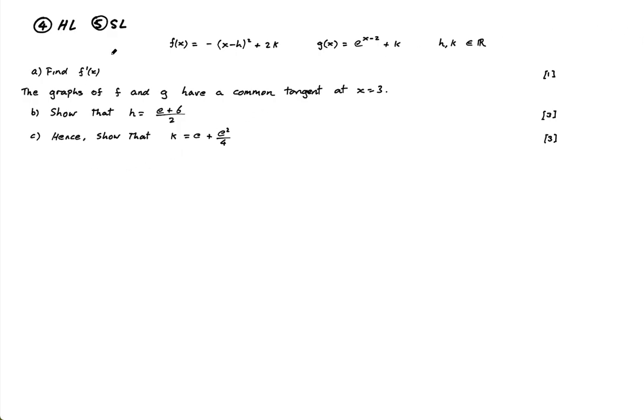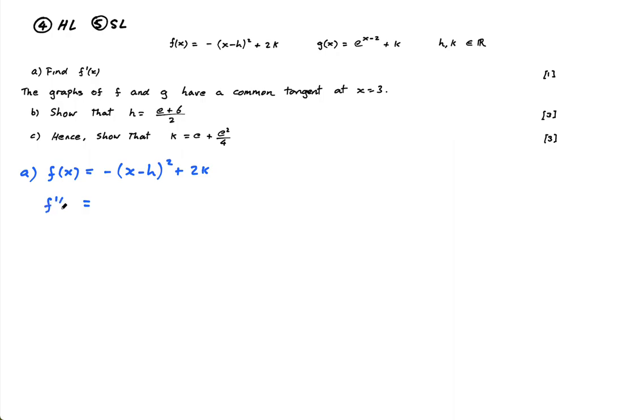Okay, next question. So we're given f of x and g of x. Part A, it says to find f dash of x. Well, let me write f of x first. So f of x is minus (x minus h) squared plus 2k. So h and k are elements of the real numbers, so they're just constants, so don't let them worry you or ruin your easy derivative here.